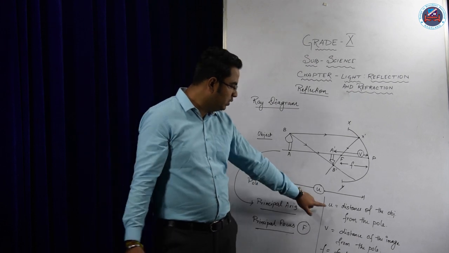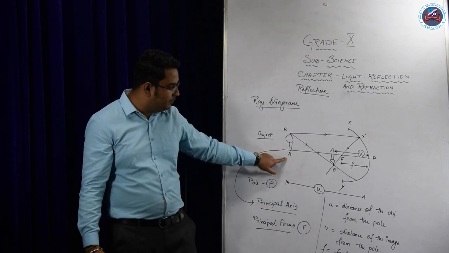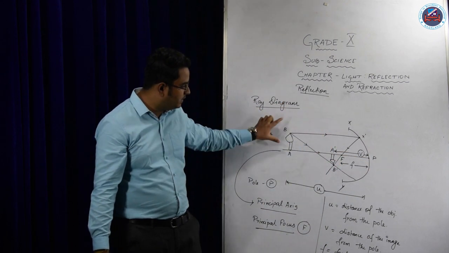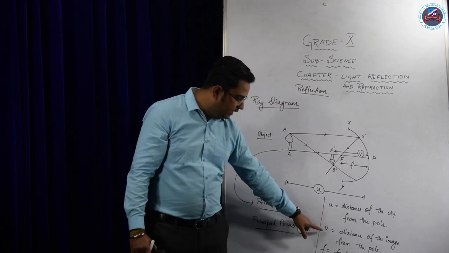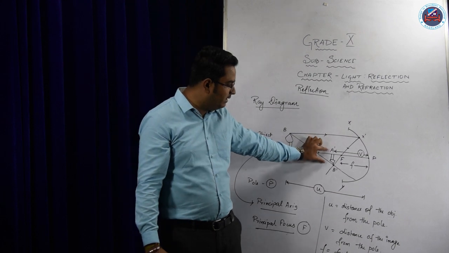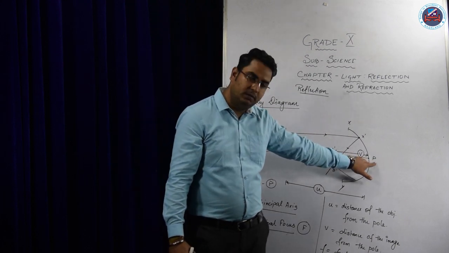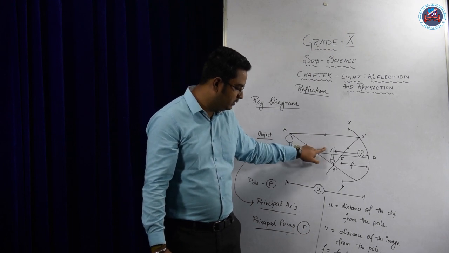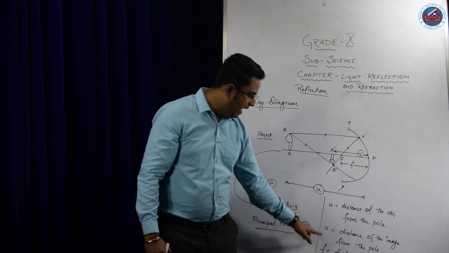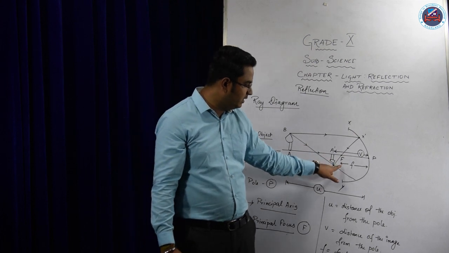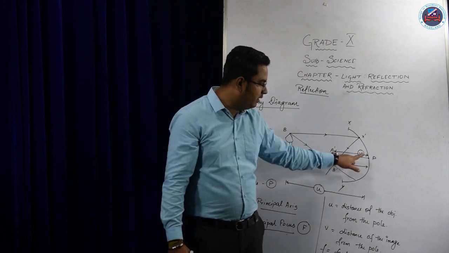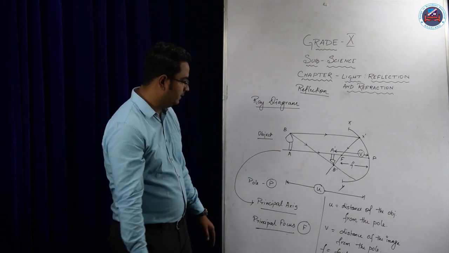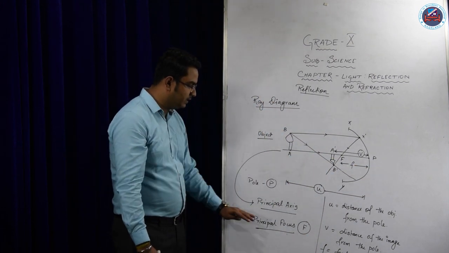So what is U? U is the distance between the object, that is A, till P, since we have placed our object at A. What is V? V is the distance between the image and the pole, P, where we got the image, that is A dash. What is F? F is the focal length between the principal focus, capital letter F, and the pole P. So these are the basics.